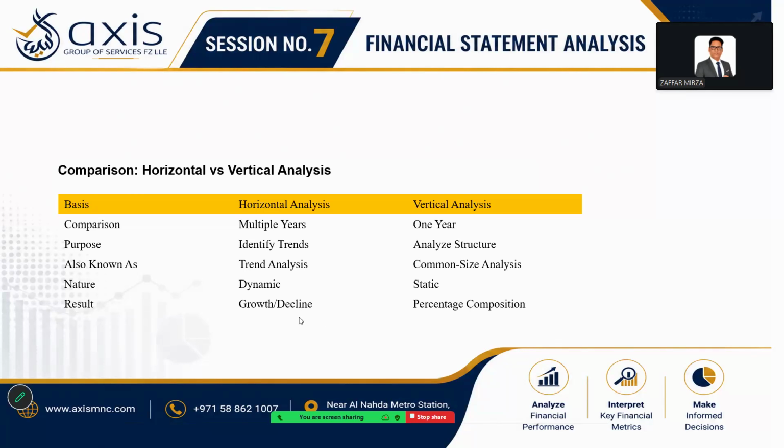A website can be dynamic or static. So we can say that horizontal is dynamic financial statement analysis, and vertical is static financial statement analysis. Results: growth and decline, and percentage comparison. Clear? Are you understanding the class, what we are studying? Yes, sir.